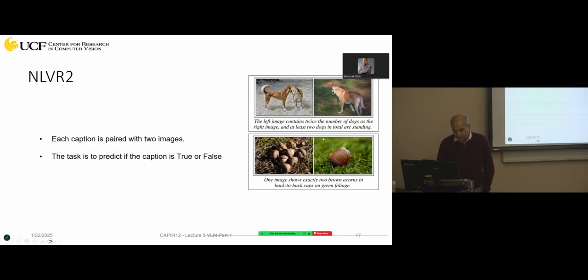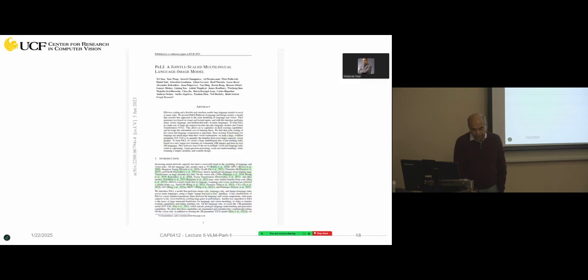So this is, I think, correct, but here is incorrect because one image shows exactly two brown acorns and a black cap on green foliage. So I think there's only one, right? There's not two. So something like that. So they came up with, again, this is kind of like a benchmark, or how do you test your model? You come up with more creative ways to come up with a different kind of question answer, different kind of data set, more complicated and so on. So all this is fine.